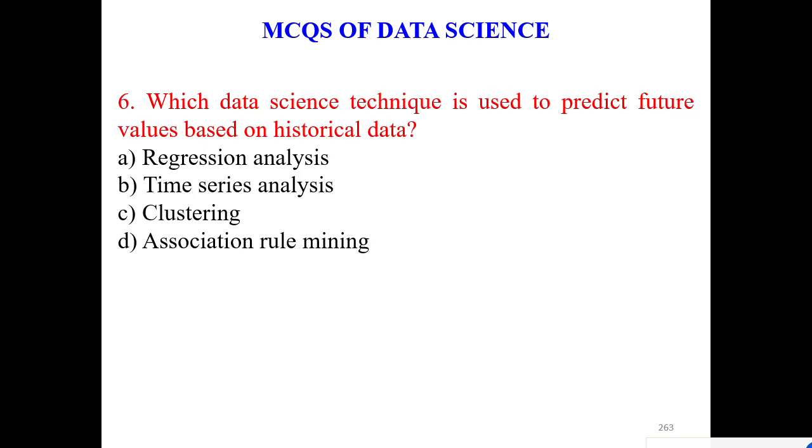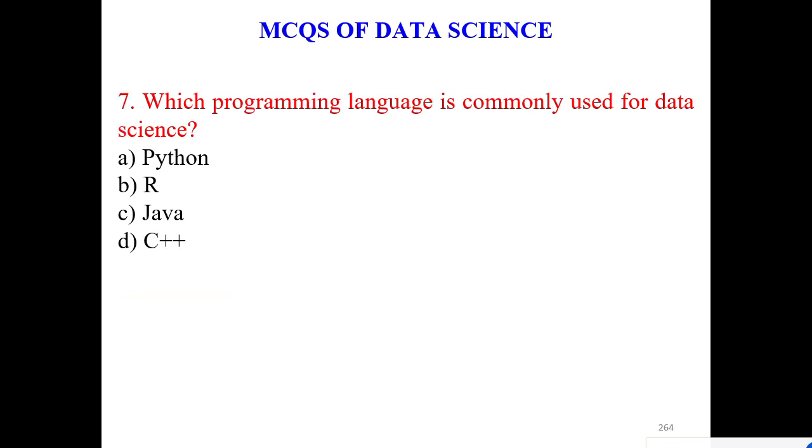Which data science technique is used to predict future values based on historical data? Regression analysis or time series analysis. Yes, time series analysis is the correct answer. We are predicting future values based on the historical data. Then, which programming language is commonly used for data science? Python. Yeah, perfect answer.